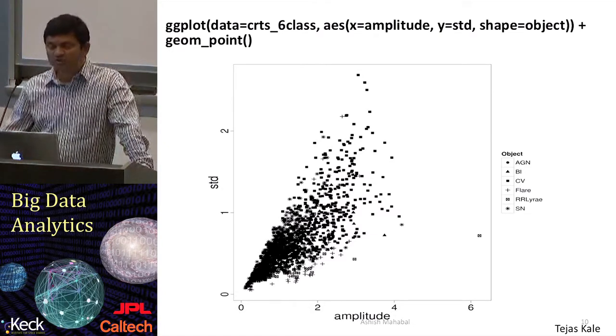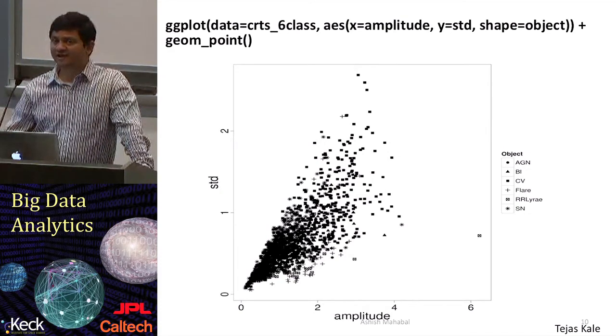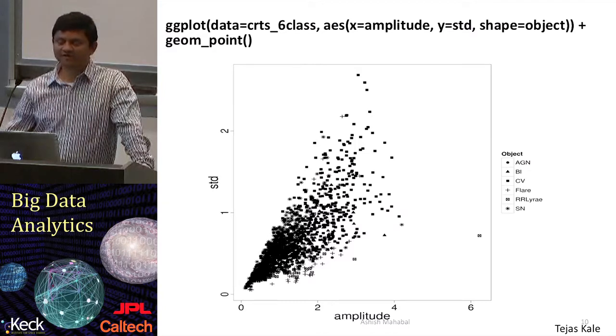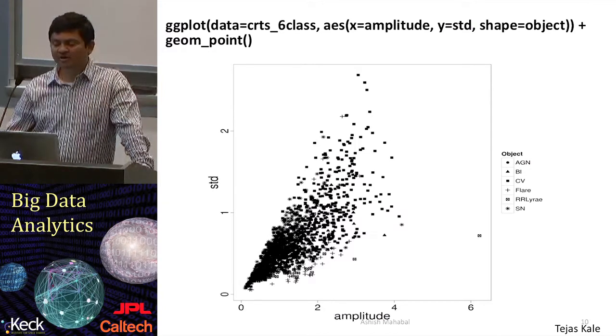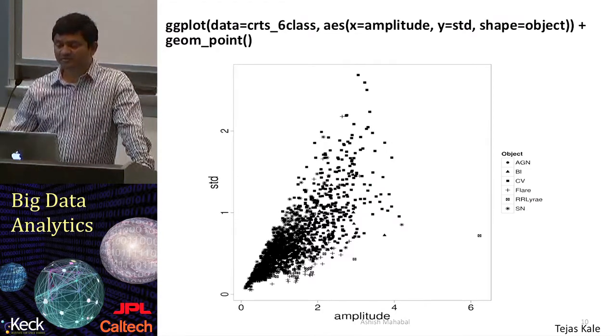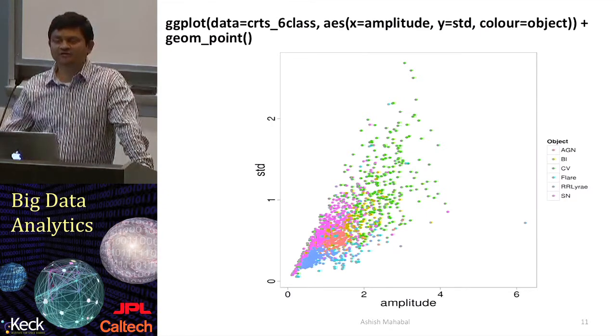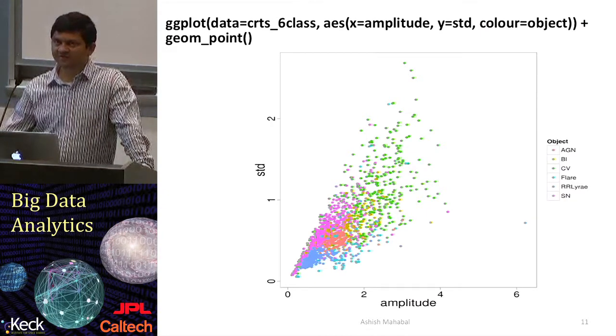And then we say that use shape for that object. So what happens now is that each of the different classes that we have comes with a different shape. So it's the same plot, but now you can see on the right hand side a legend and the shapes are seen there. Now in this case the shapes are not very easily distinguishable, so instead of shape we could even say, let me use colors instead. And so if you say color equal to object, sure enough each type of object now has a different color. In this case it's much better visible.